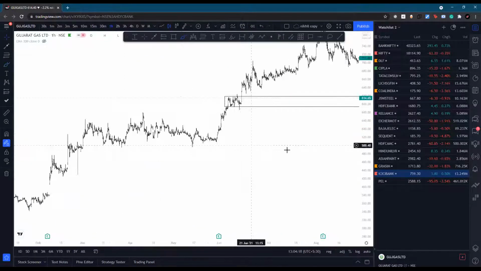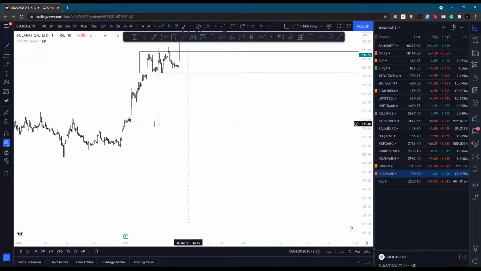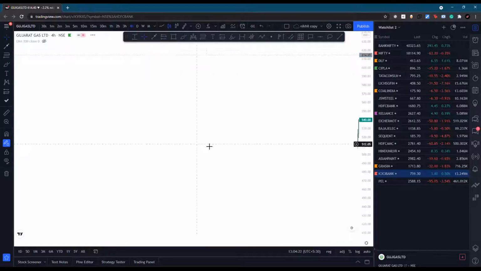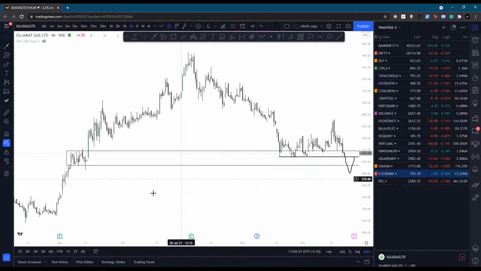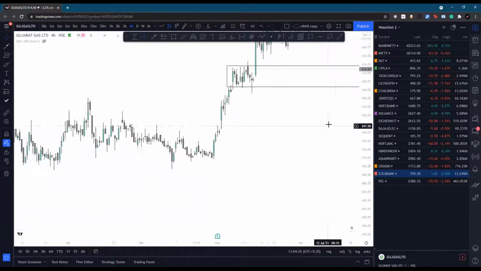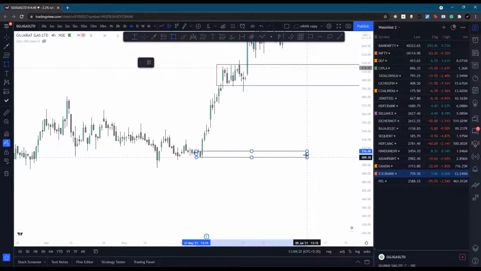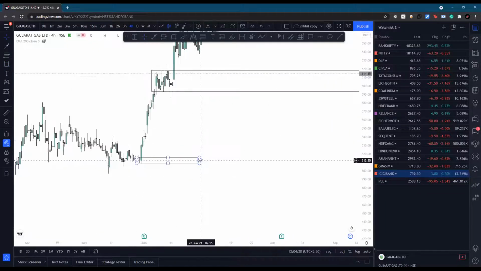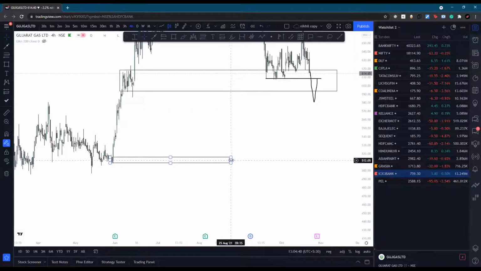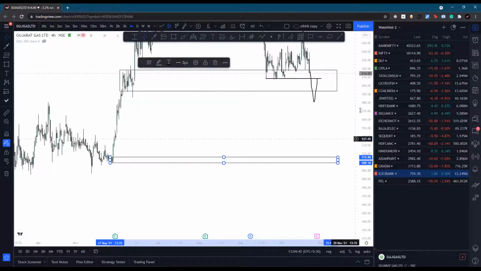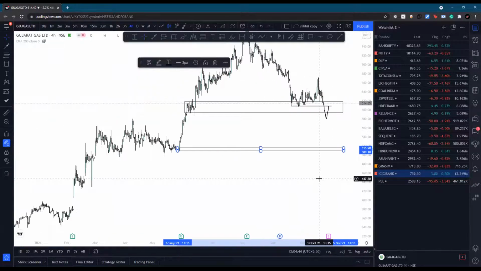So where did this move originate? Let's see. This move originated somewhere around here. If we are looking for a short sell, somewhere around here. So we have to be patient in this particular counter.